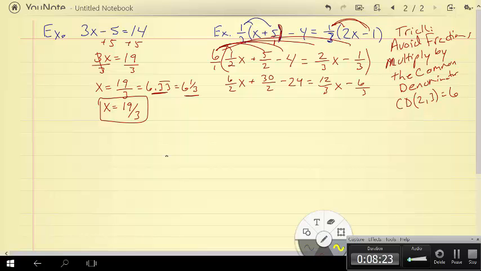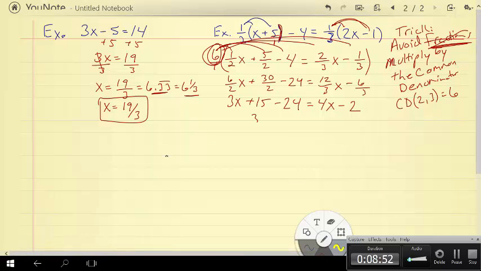Now you might say, well, we still have fractions. However, if you look at each of the fractions, they all reduce. For example, 6 over 2 reduces to 3x, 30 over 2 reduces to 15, the minus 24 gets brought down, 12 over 3x will reduce to 4x, and 6 over 3 reduces to 2. So multiplying everything by the common denominator eliminates the presence of fractions. Hence, we're able to avoid using fractions.